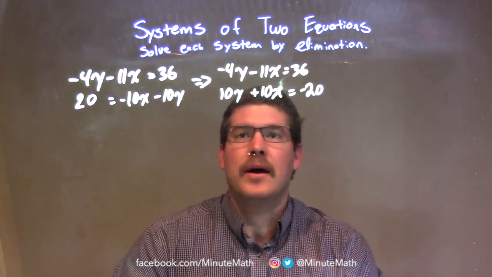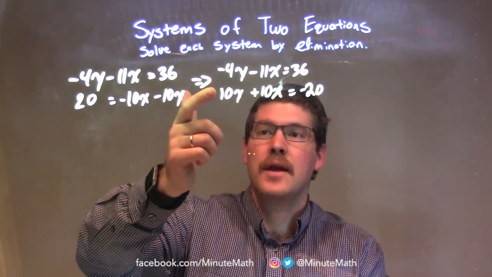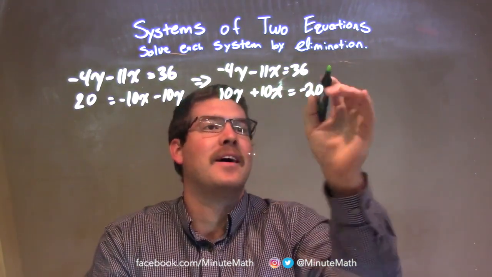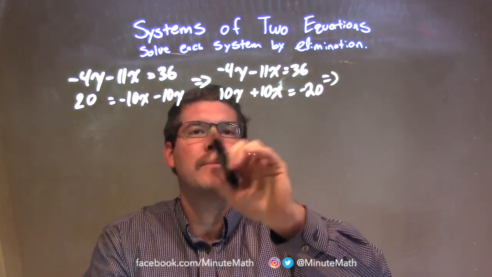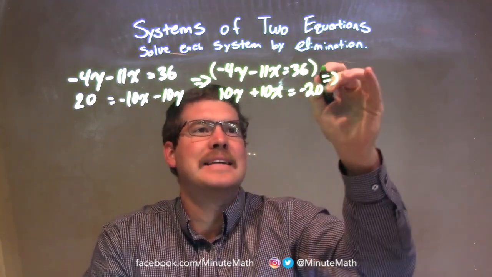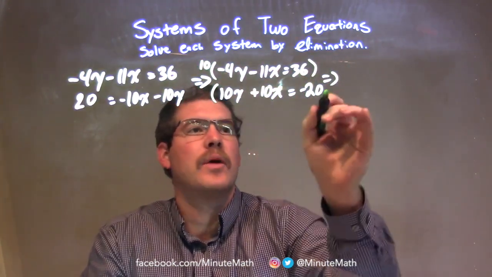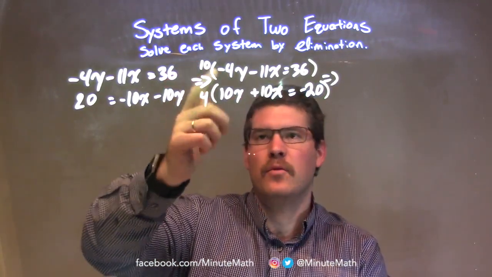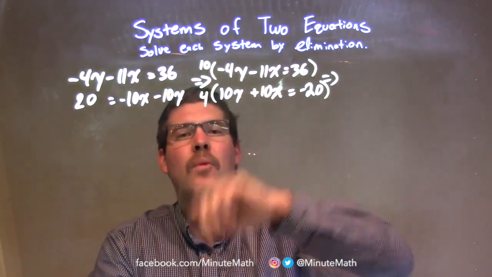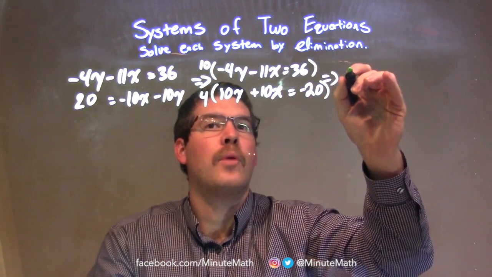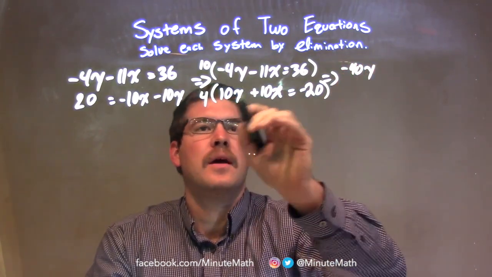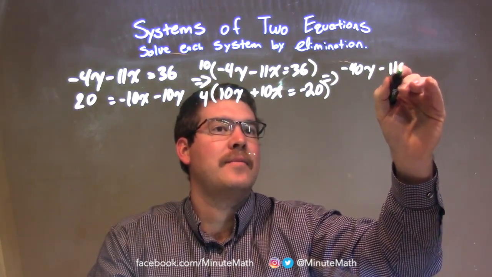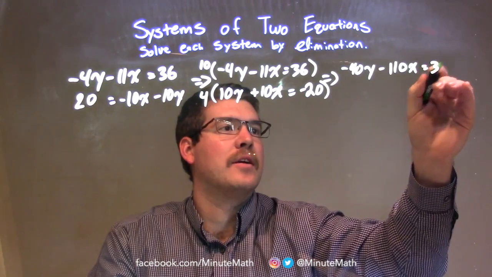So what I want to do now is see what I can do to multiply the top and the bottom. They're not numerators and denominators, anyway. So I'm going to multiply the whole top equation by 10, and the bottom equation by 4. That will ensure the y's will be eliminated. 10 times negative 4y is negative 40y. And 10 times negative 11 is negative 110x. And that equals 360.